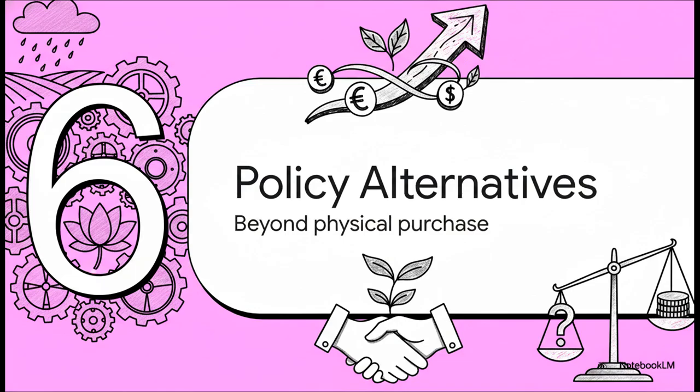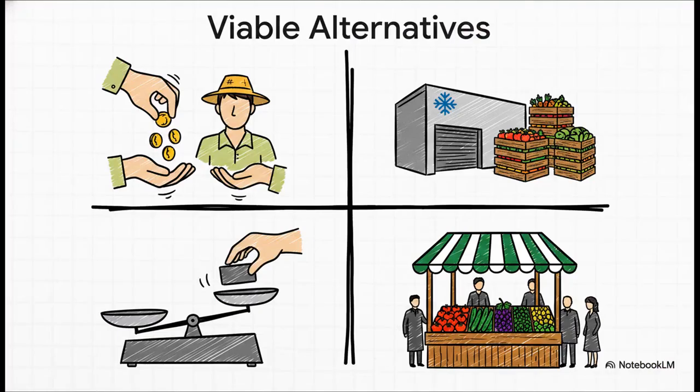What are our options beyond just physically buying everything? Well, there are a few ways to shift toward a better market efficiency without the logistical nightmare of blanket physical procurement. First, there are price deficiency payments. This is where the government pays farmers the difference between the market rate and the MSP without ever physically touching the grain. States like Madhya Pradesh and Haryana have already tested this out.